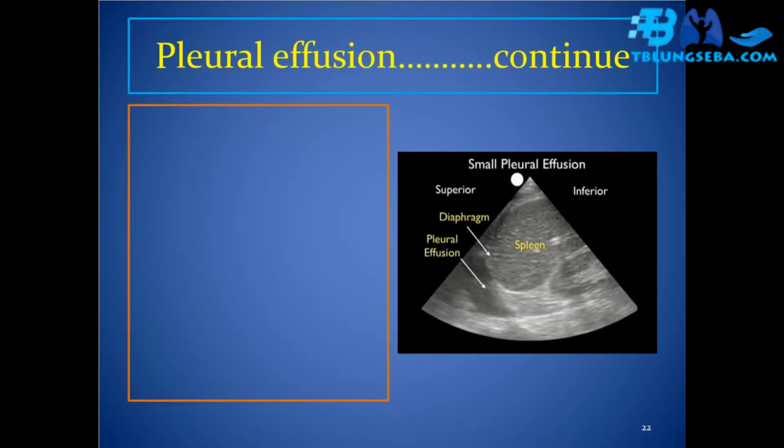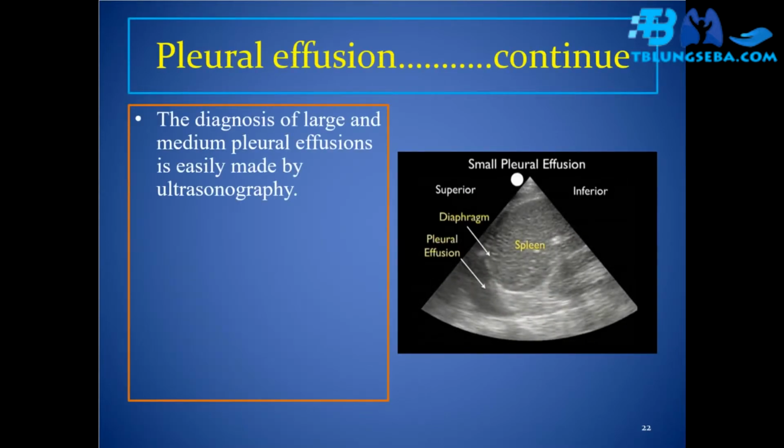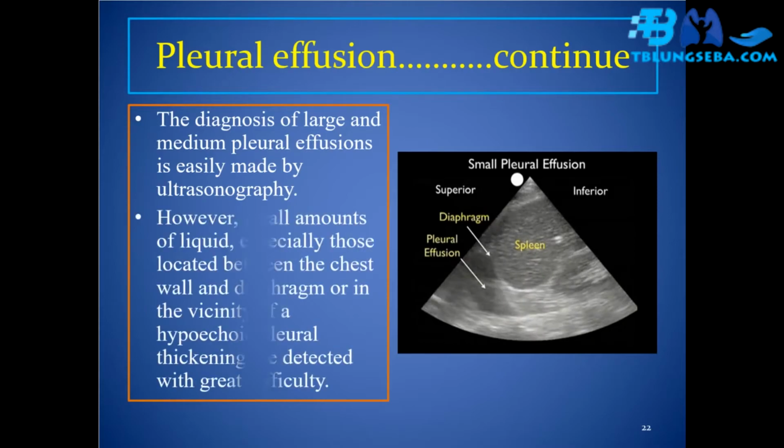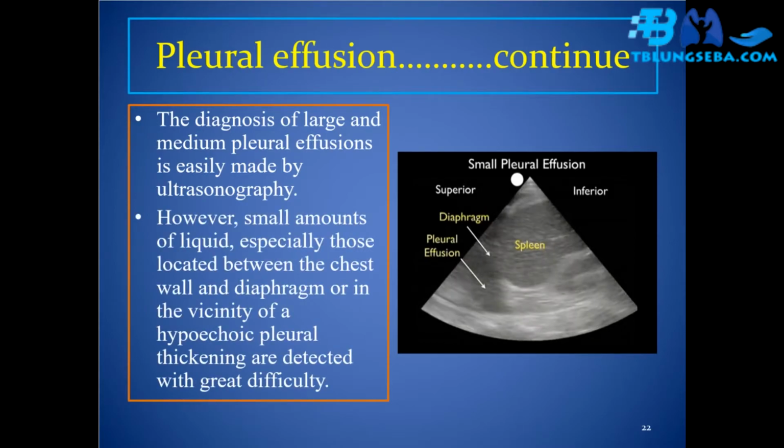Pleural effusion, continued. The diagnosis of large and medium pleural effusions is easily made by ultrasonography. However, small amounts of liquid, especially those located between the chest wall and diaphragm or in the vicinity of a hypoechoic pleural thickening, are detected with great difficulty.